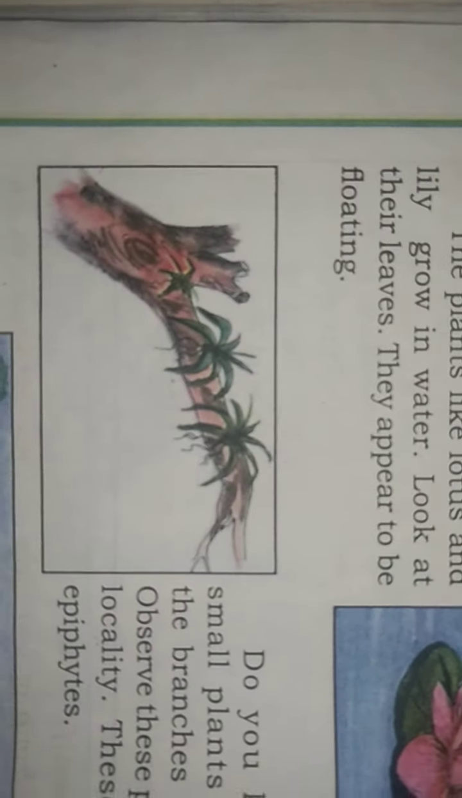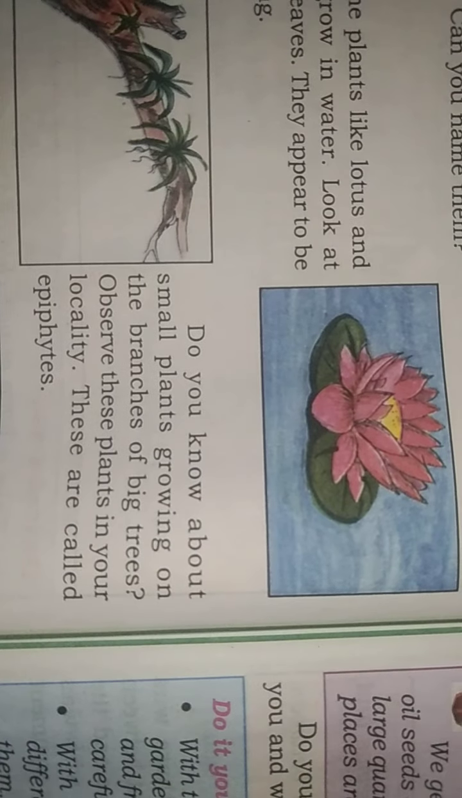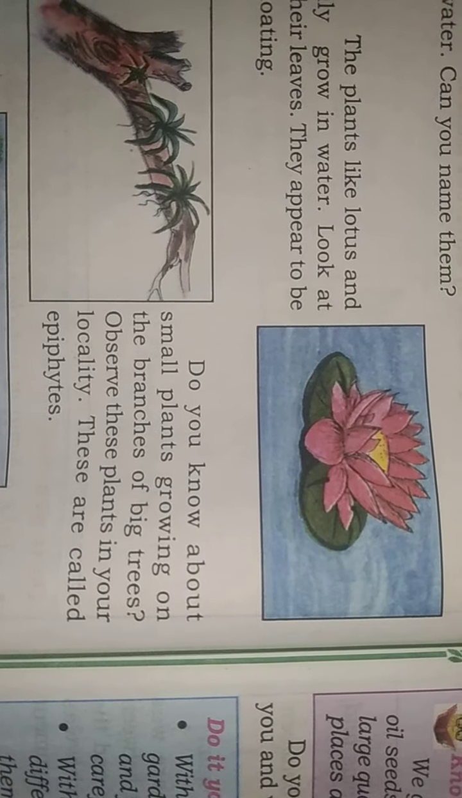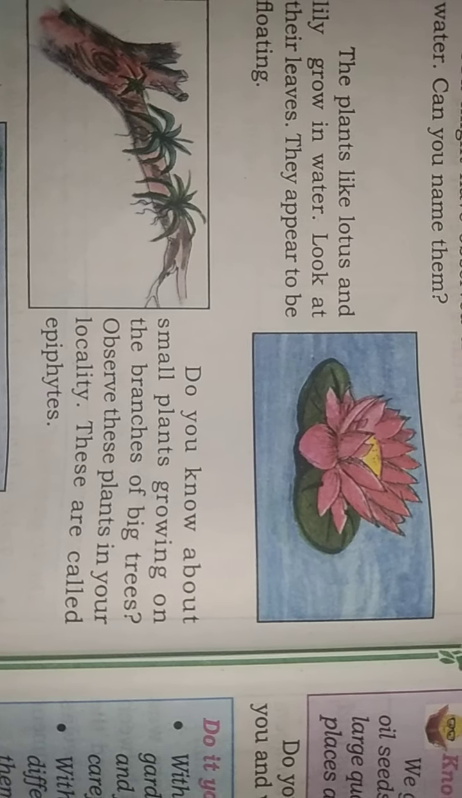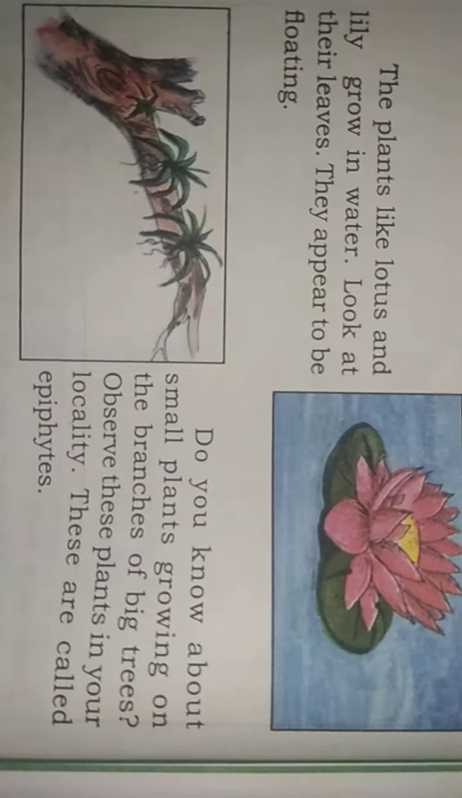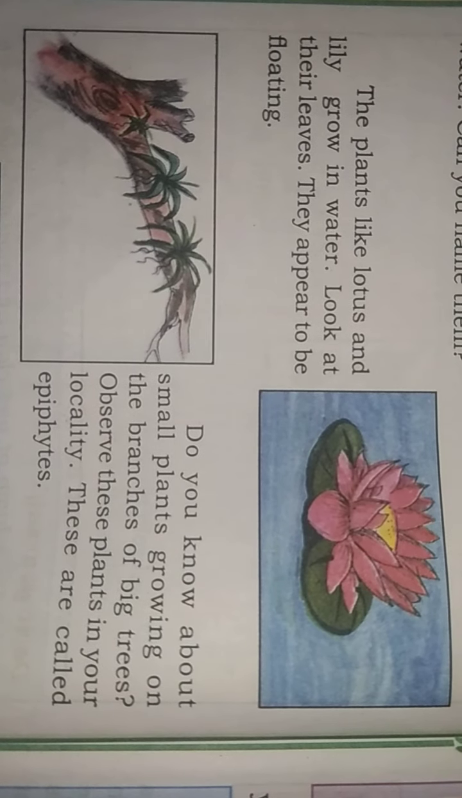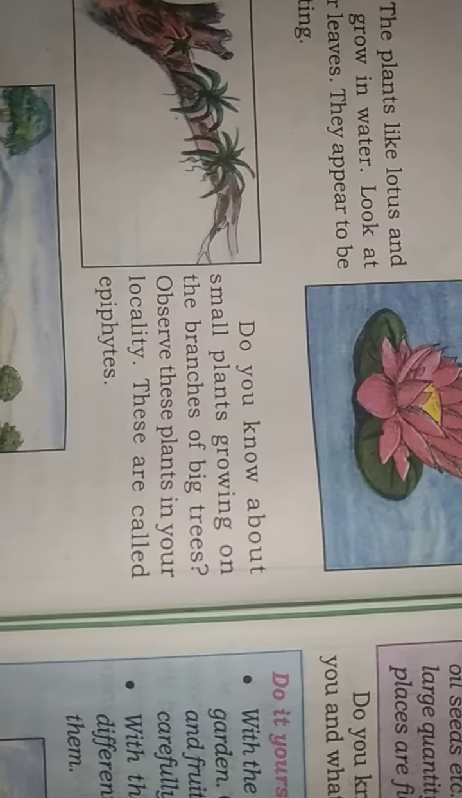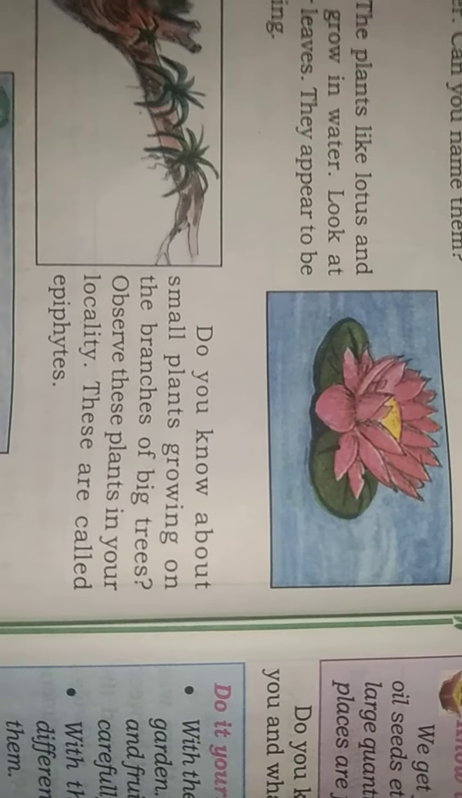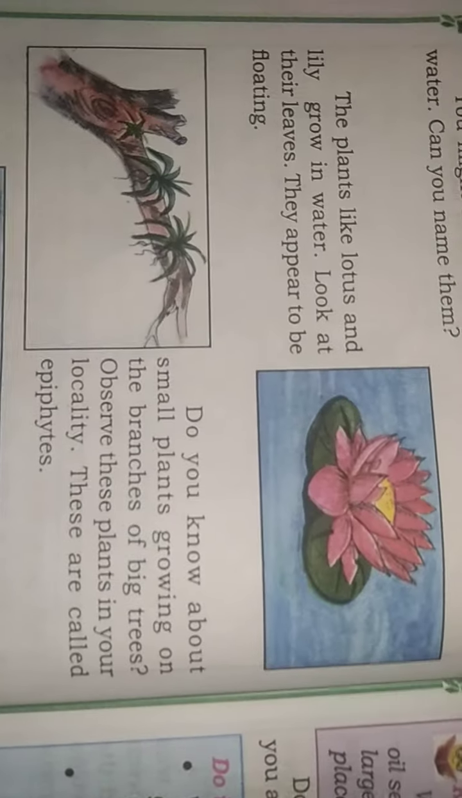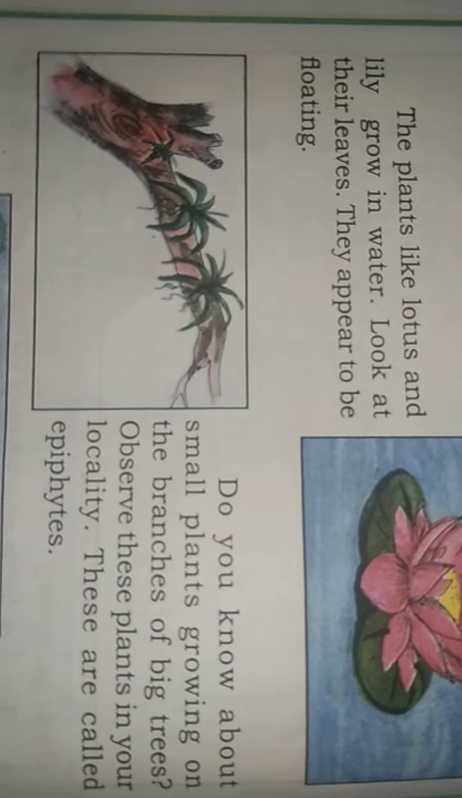Next, observe this picture. Do you know about the small plants growing on the branches of big trees? You should observe here small plants growing on big trees. Observe these plants in your locality. These plants are called epiphytes. Such types of plants we call epiphytes.